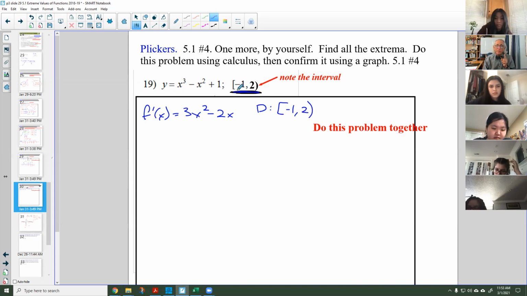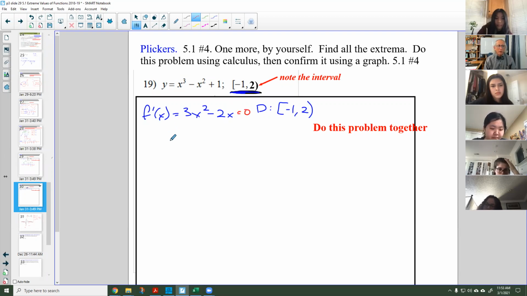Now, the reason we're finding the domain is to discover whether there are any endpoints. And the next problem that we're going to do after this one, you'll see why that becomes more of an issue. Okay, but so now I have my function and I have my derivative. My extrema happen either where the derivative is 0 or where the derivative does not exist. So where does this equal 0?